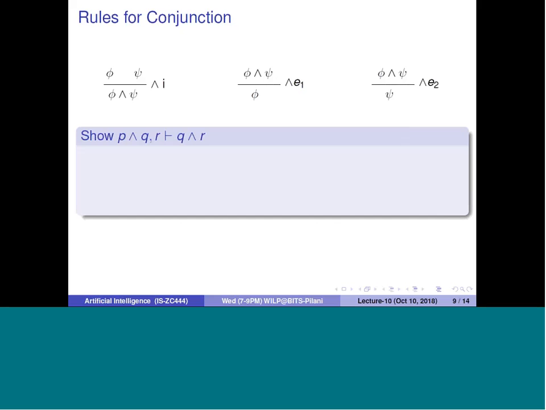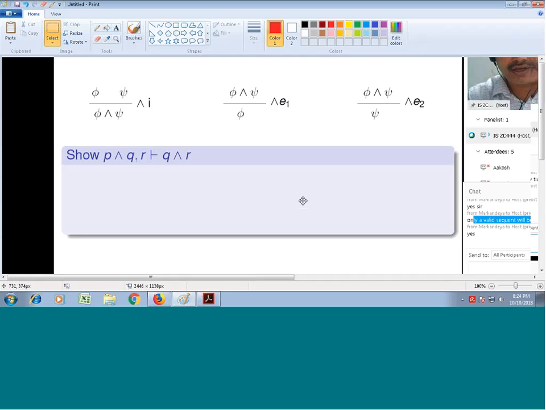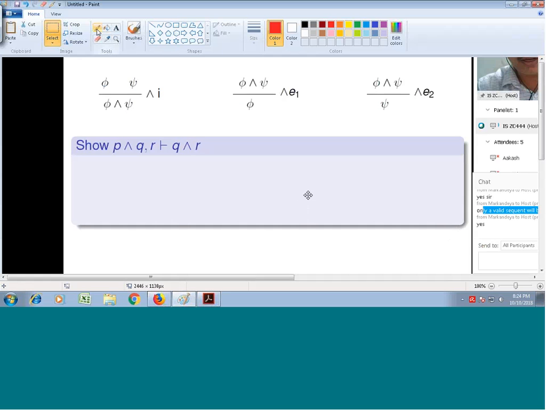What does that mean? ये है कि P and Q and R, these things are given. What are the two statements? P and Q, and R, and you have to come up with Q and R. Can you come up with this? आइए देखते हैं. Let's find out this. How can we do it?